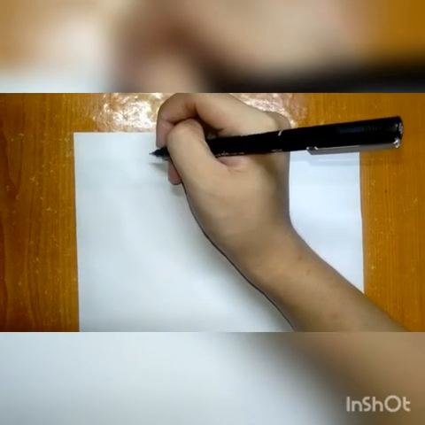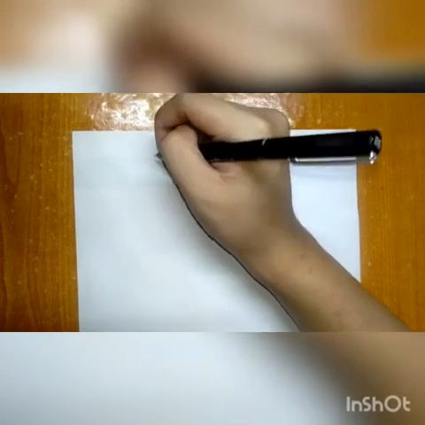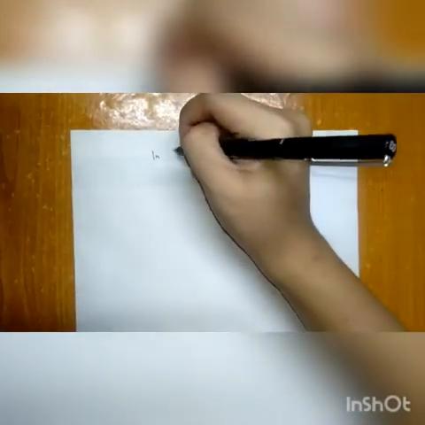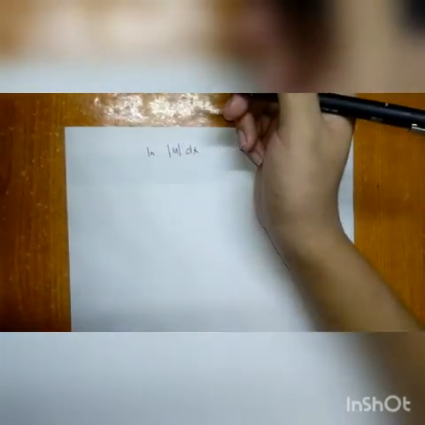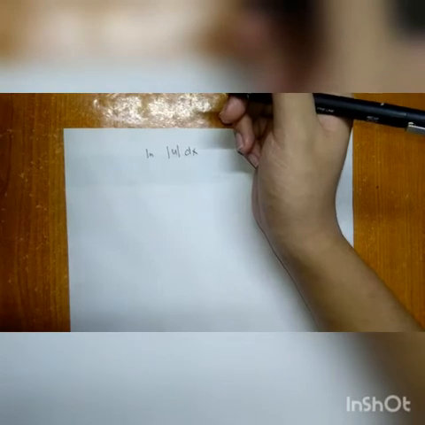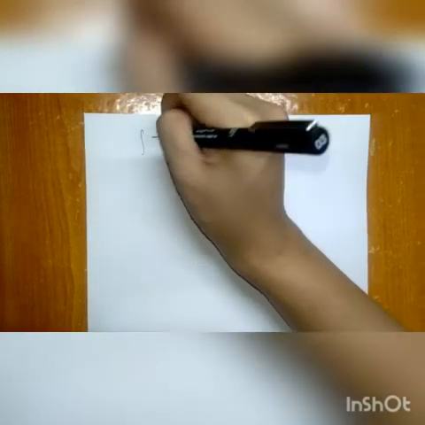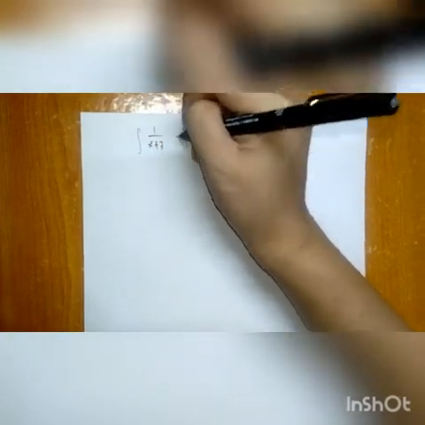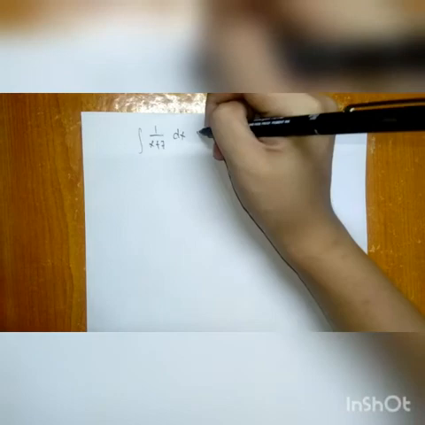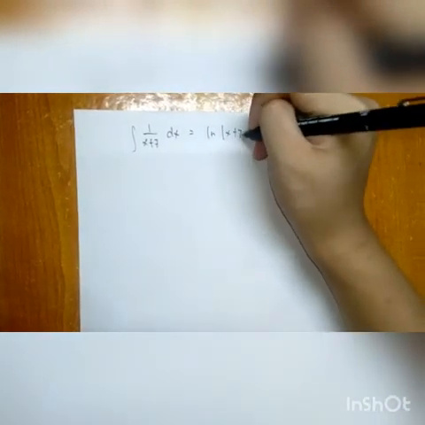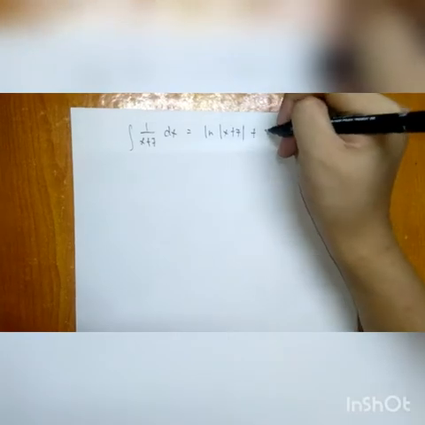In integrating logarithmic functions, we will use the formula: the integral of 1 over u du equals ln of absolute value of u. Now, always add the absolute value because we can't have a negative logarithmic function. Example number 1. The integral of 1 over x plus 7 dx. The answer here is ln of absolute value of x plus 7 plus c.